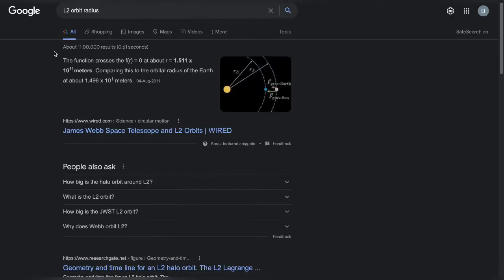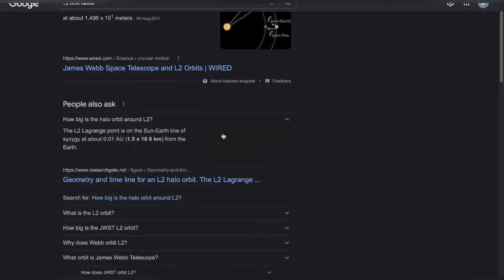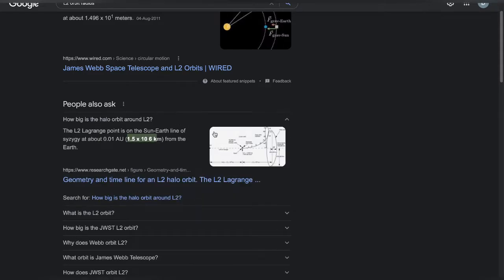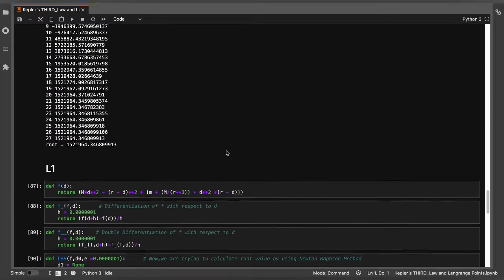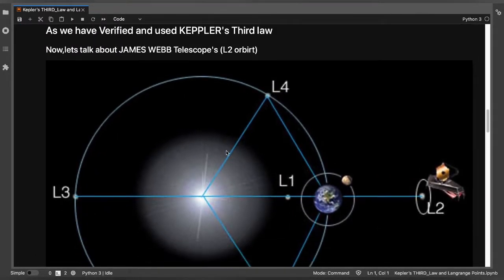So L2 is again 1.46. Yeah, it is also 1.5 times 10 to the power 6 kilometers. Okay, so we can say that we have got a very good precise answer.